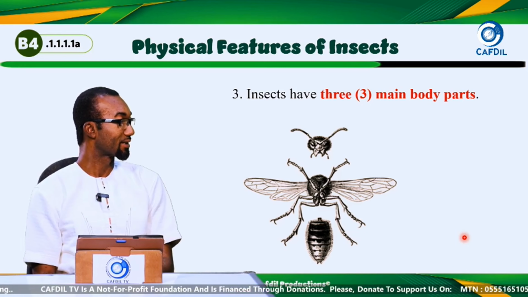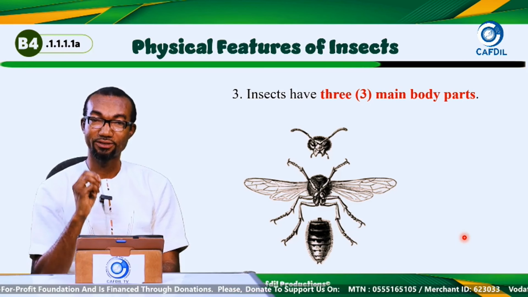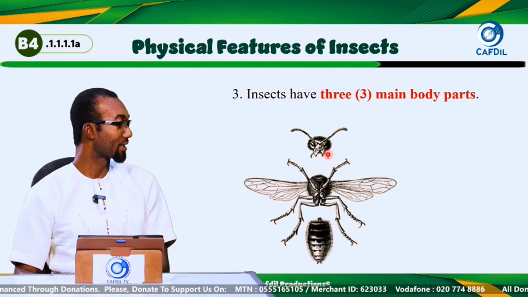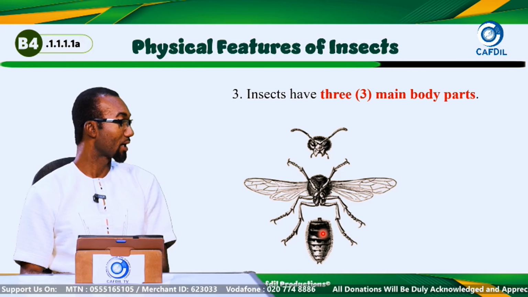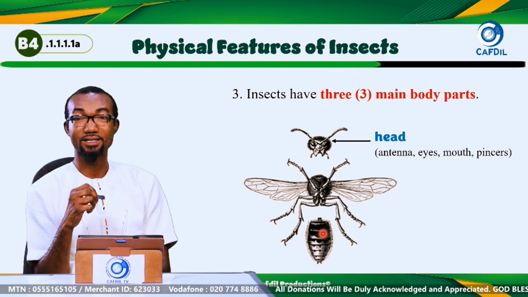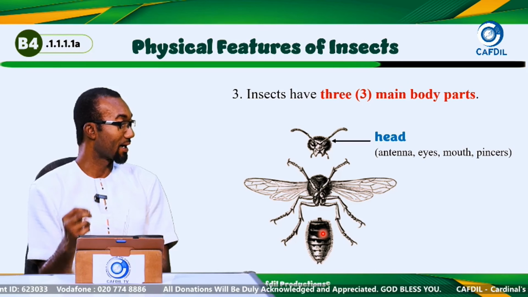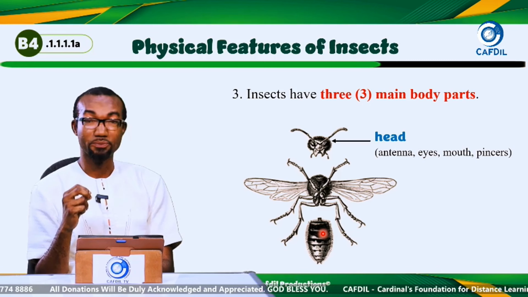Insects have 3 main body parts. That is the third physical feature. They have 3 main body parts. So these are the 3 main body parts of insects. 1, 2, 3. These are the 3 main body parts. So let's look at their names. The first one is the head. And the head contains the antenna, the eyes, the mouth, and then the pincers.